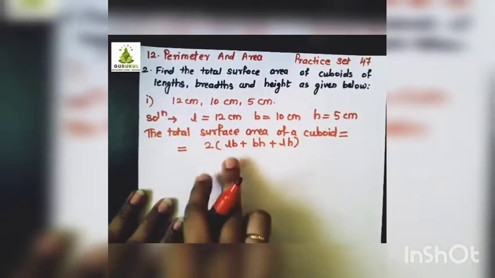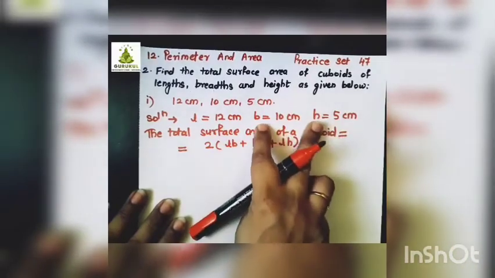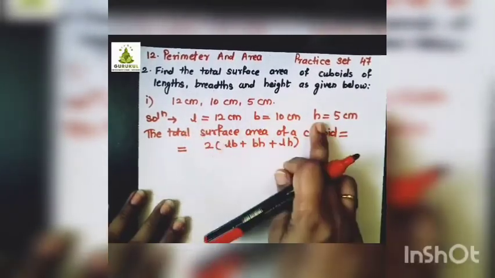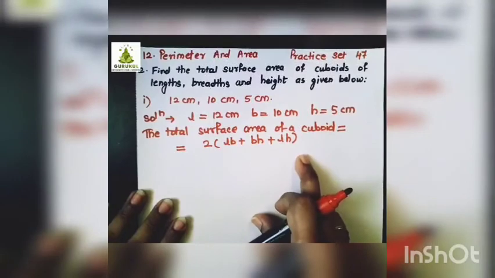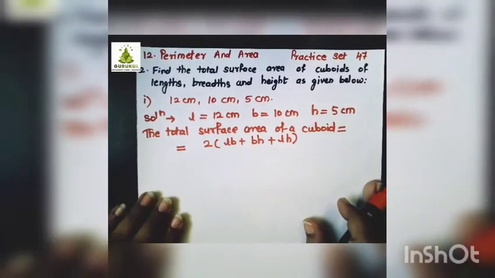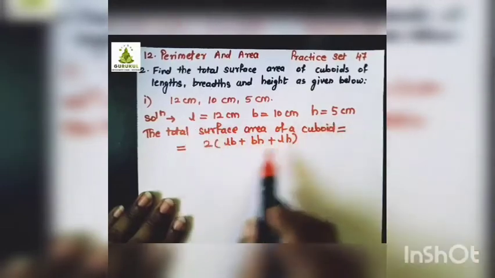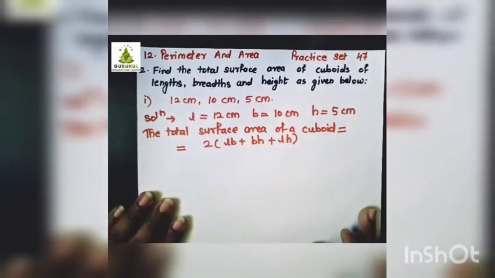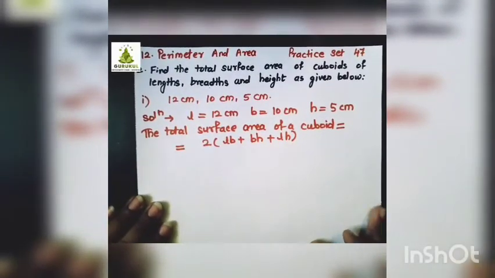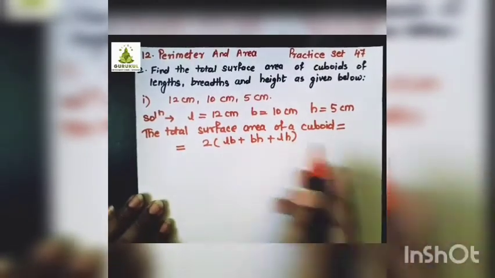So first two, L, B. Then second and third, BH, and then first and third, LH. This is how you have to remember. Again I repeat, first and second, second and third, first and third. This is the sequence you should write it. And once you write the formula correctly, it's very simple.